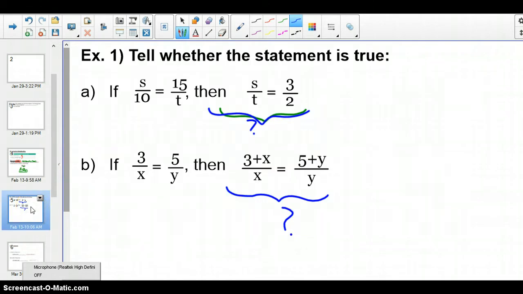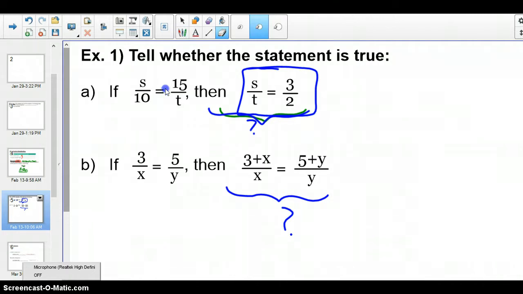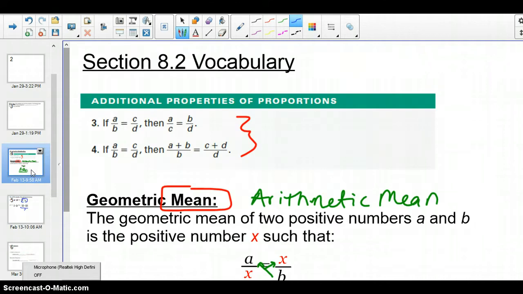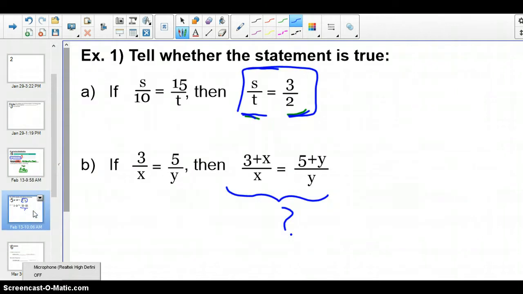So for part A, do they switch these two? It doesn't look like that's what they do. If you look over here, it looks like they switch the S and the T and maybe something else. So that property is not being seen in this. But does the second property show itself? So I'm looking, is this evident in part A? Am I adding some factor to the numerators of both sides of my equation that's the same in the denominator? No. So actually, this statement is false.